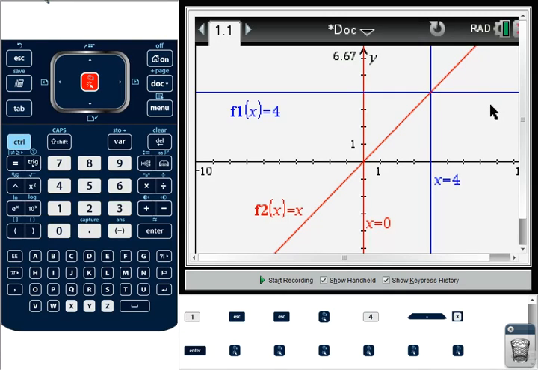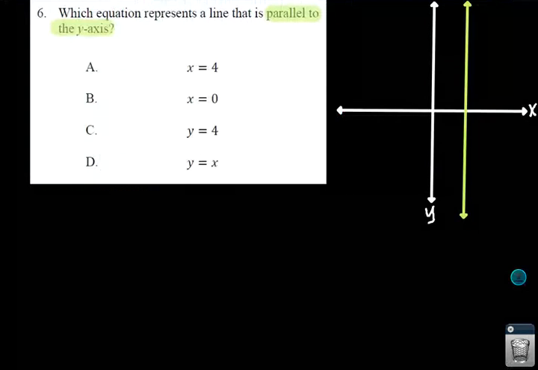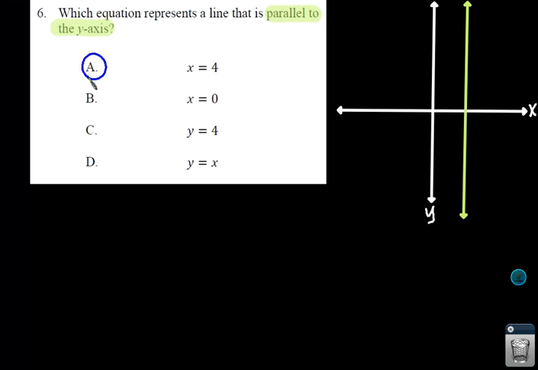So the question asked us which equation was parallel to the y-axis. This one is the y-axis, therefore it's not parallel. And this one is parallel to the y-axis. So our answer should be A.